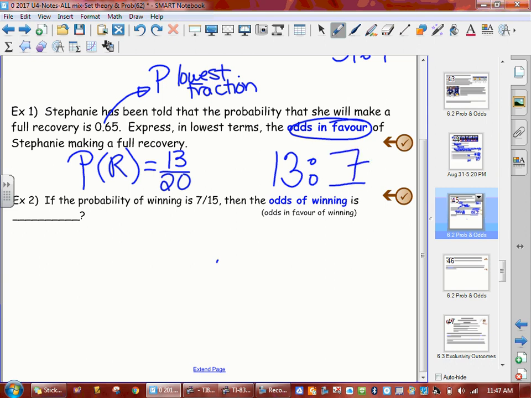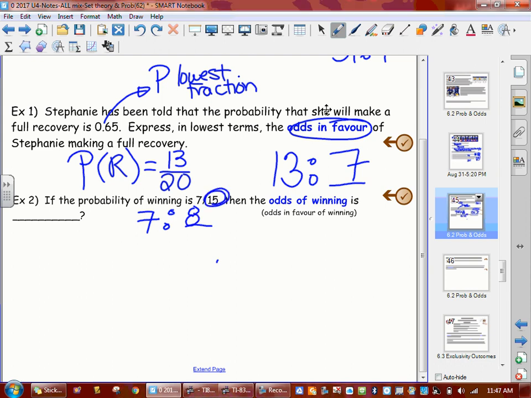All right, the next one. Probability of winning a game is 7 in 15. We want odds of winning. So what's that going to be? 7 to what? 8. 7 to 8. Whatever adds to 15, right? You've got to get them to add to your total number. Okay, so remember, odds will add to your total.